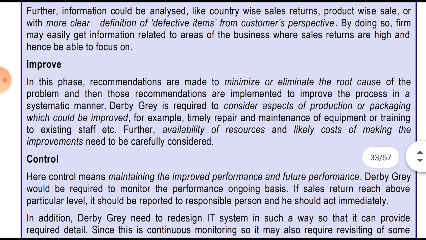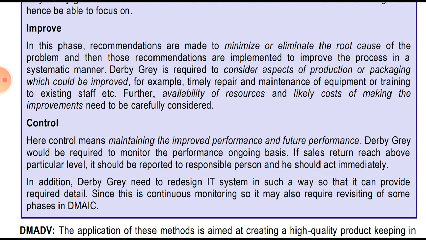Derby Gray is required to consider aspects of the production or the packaging which could be improved. They have to basically focus on production and packaging. For example, timely repair and maintenance of equipment and training of existing staff, repair and maintenance of the machinery, training of staff. By this, there can be proper production and packaging, and this production and packaging can be improved. Further, the availability of the resources and likely cost of making the improvement need to be carefully considered.